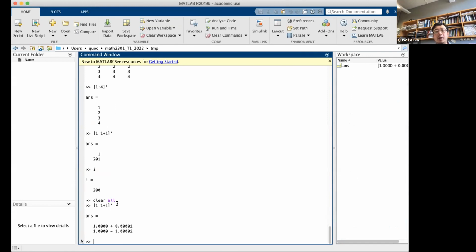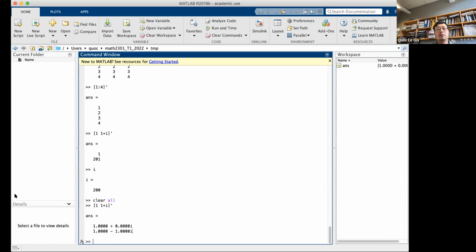So that's why we have to be careful. But you see the vector is 1 plus i. When you take a prime, it makes it a column vector, but it also conjugates the complex number. So be careful if you use the prime operator here. The prime takes the conjugate and transpose of a vector or a matrix. For a real matrix or real vectors, no problem. But for complex values, we have to be a bit careful.